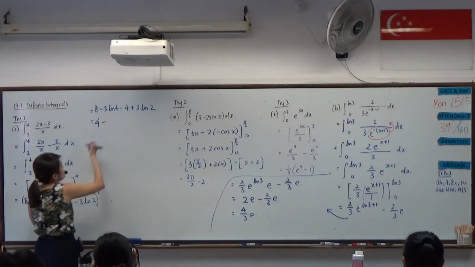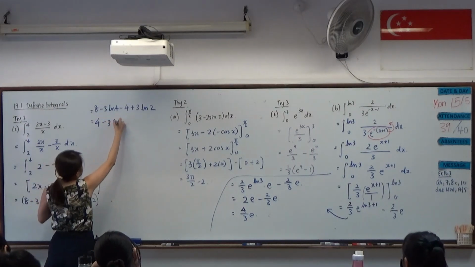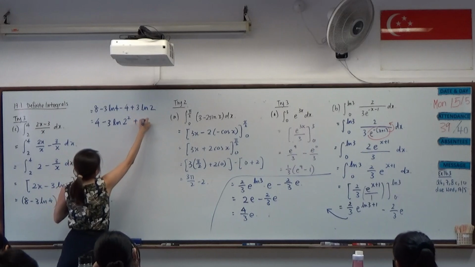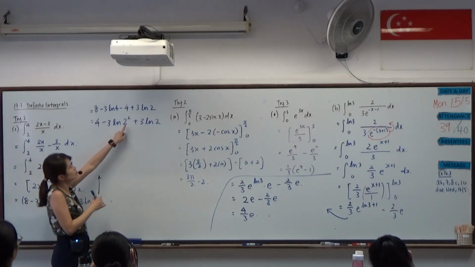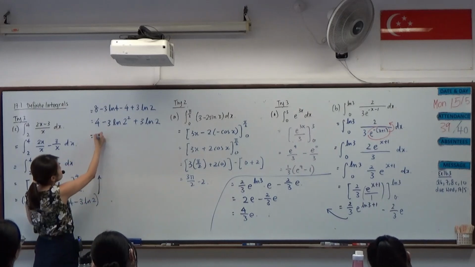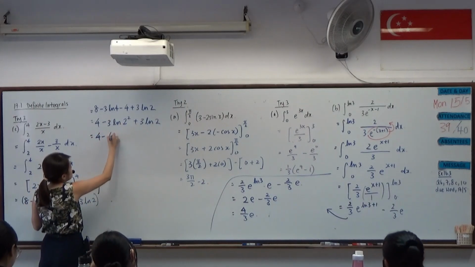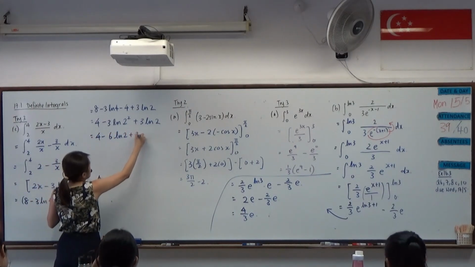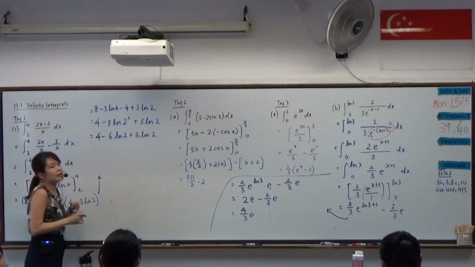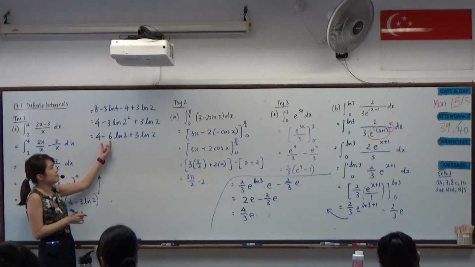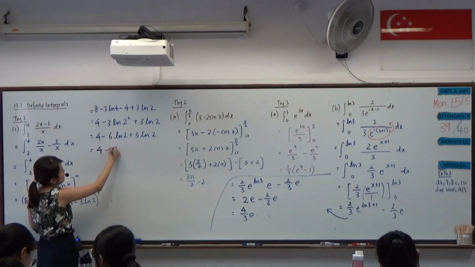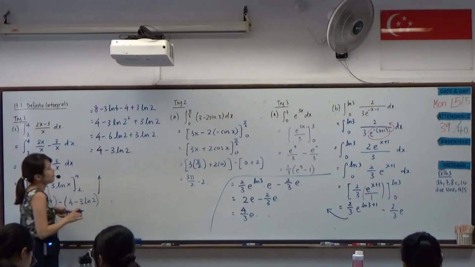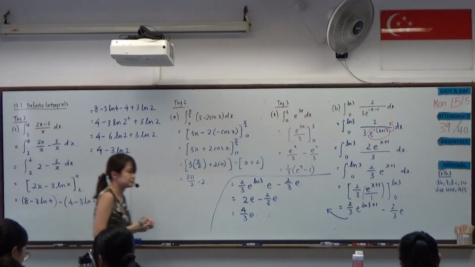For this minus 3 ln 4, we can see that 4 is actually 2 squared. By our logarithm rules, our 2 can be brought down such that 3 times 2 gives us 6. And that will help us to simplify minus 6 ln 2 with plus 3 ln 2 into 4 minus 3 ln 2.